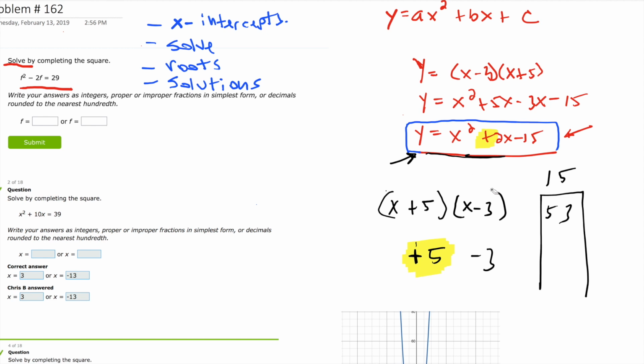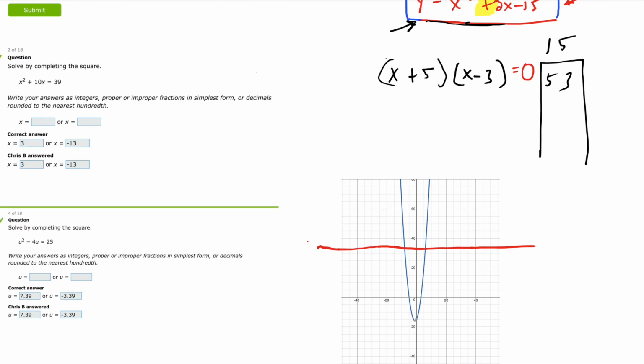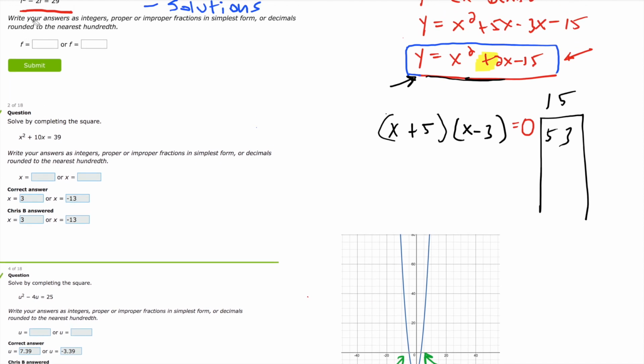All right, cool. So then you go over here and you set this equal to 0. And you're going to find the roots or the x-intercepts or the solutions, or you're going to solve. So, what would those answers be? What we're going to do is find these values right here and right here. We're going to find where they are on the x-axis. And we've almost done that. All you want to do is just cover up one side.